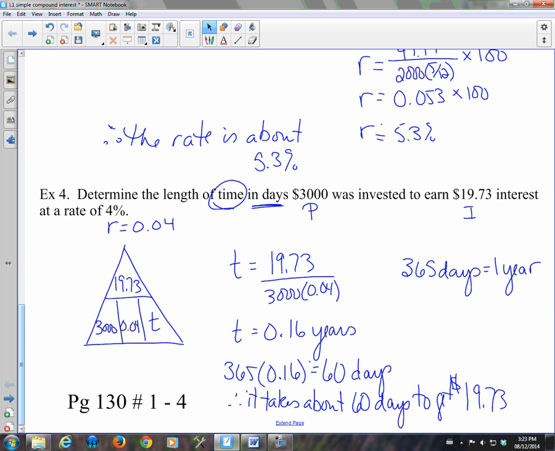Try page 130, number 1 to 4 out of the textbook. You will need to turn in your do-a-tang and use the questions out of the yellow textbook that I will reassign you.